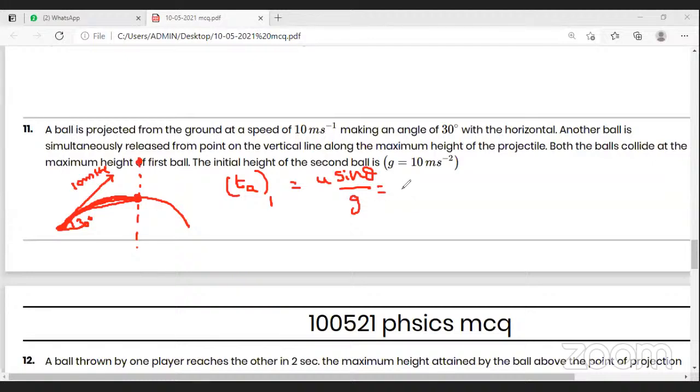U sin theta by g. What is U given? 10. Sin theta means sin 30, which is half. By g, you can consider 10. Then what is the time taken? Half second only, no? So the ball from here to here will take half second. In the same half second, this body also should come here, no? It was released, in the sense it is just like a freely falling body.